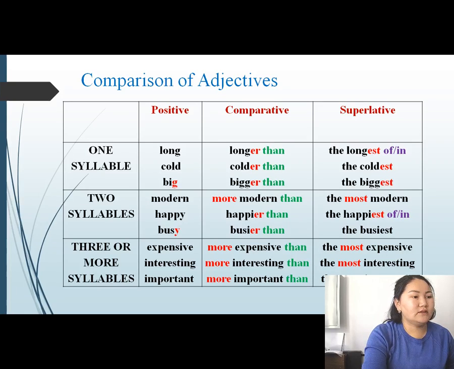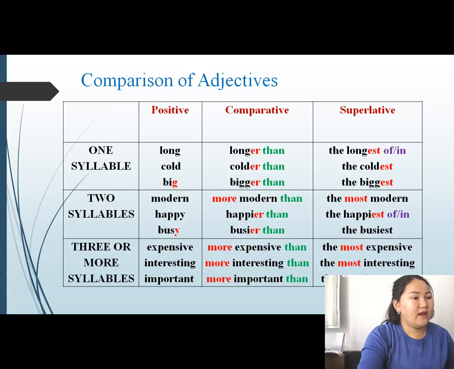Long, cold, big. We add er to form the comparative adjectives, and for the superlative adjectives, we add est. Long, longer than, the longest. Next, cold, colder than, the coldest.